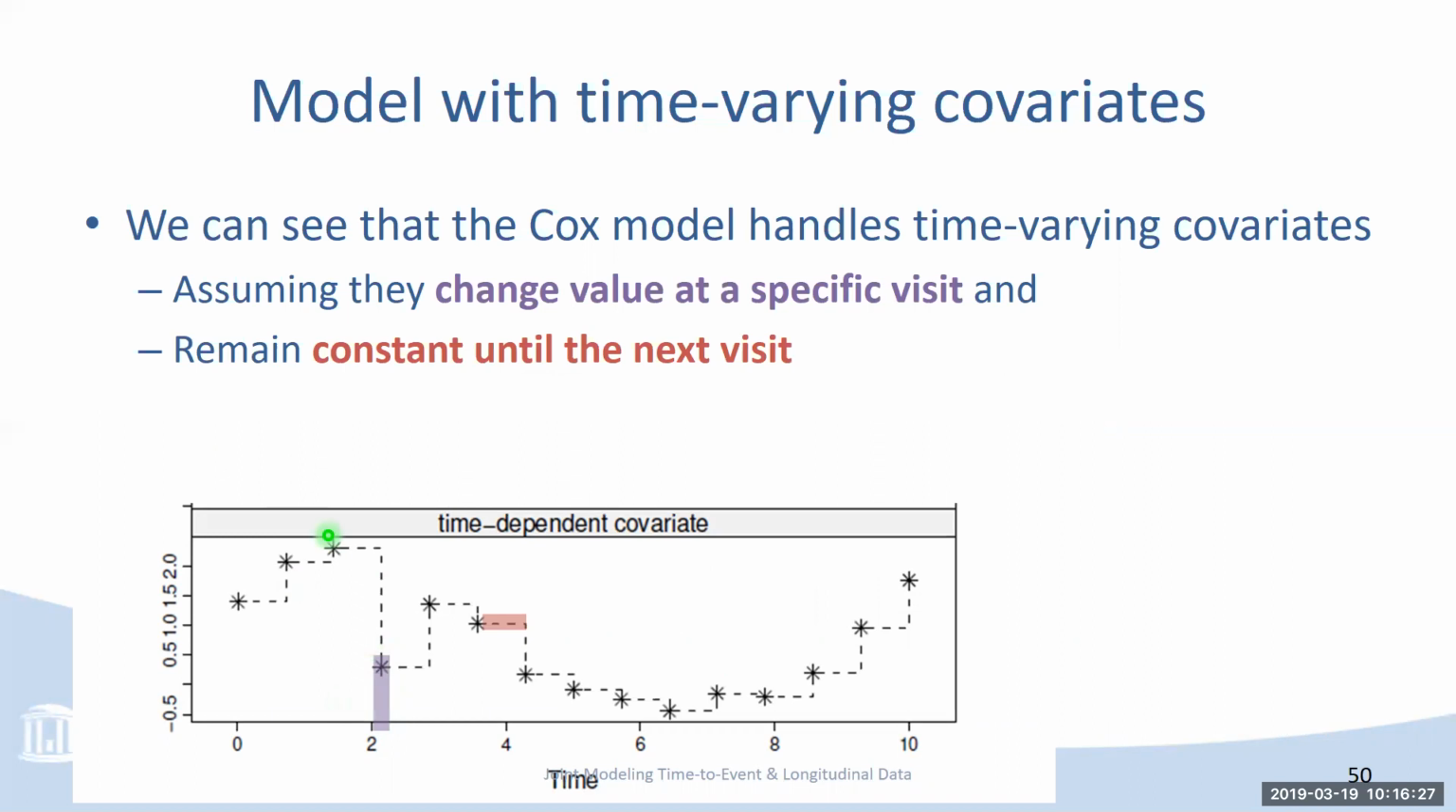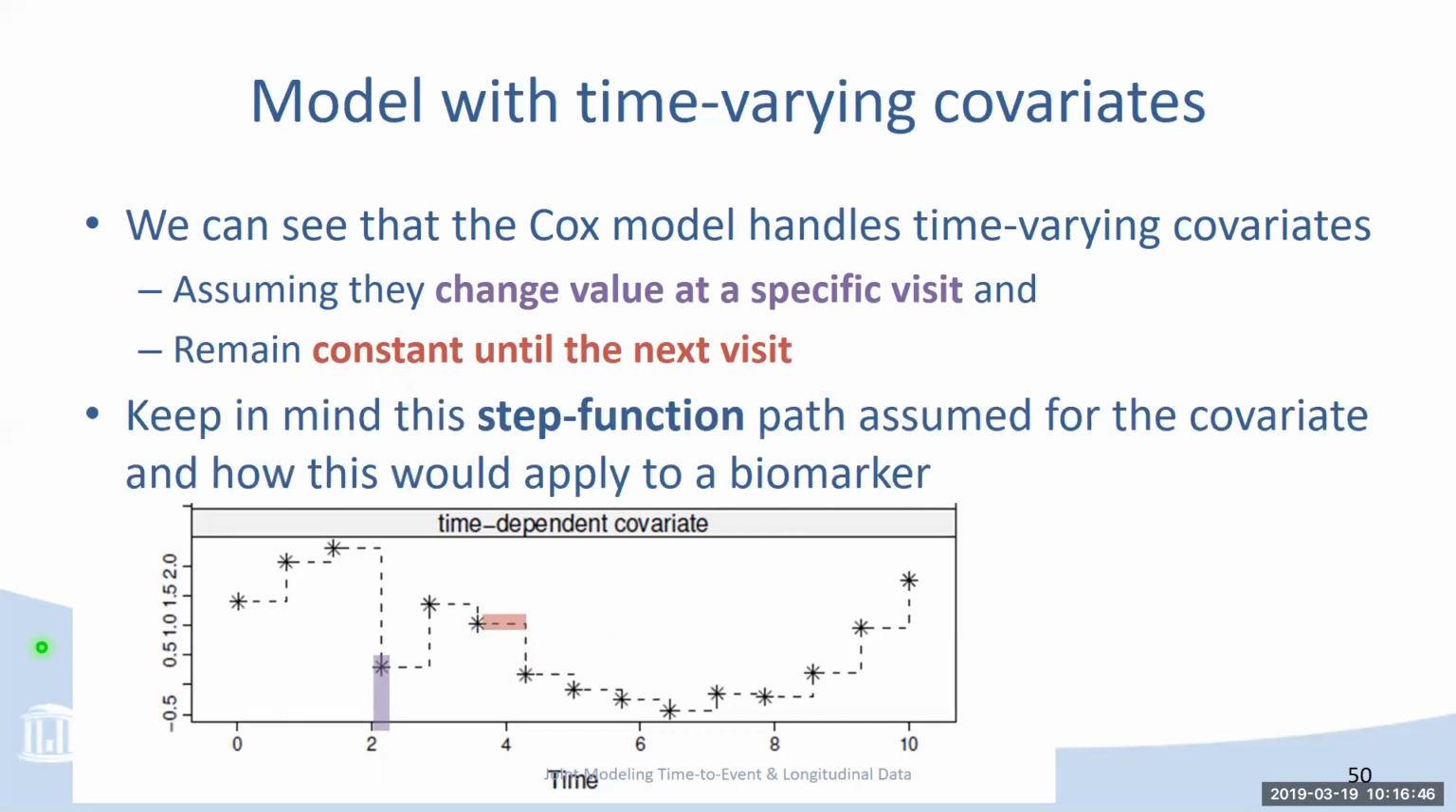That's an assumption that you're making. It might be a limitation. And the other assumption that you're making is that the value remains constant until you see the participant again. So you look at this horizontal step here, that's what that means. You're assuming it stays constant until you measure it again. And so keep in mind how the step function looks, how this path might look that you assume for the covariate. And for example, think of how this would apply maybe to a biomarker, where at some points it might be appropriate and at some points it might not be.